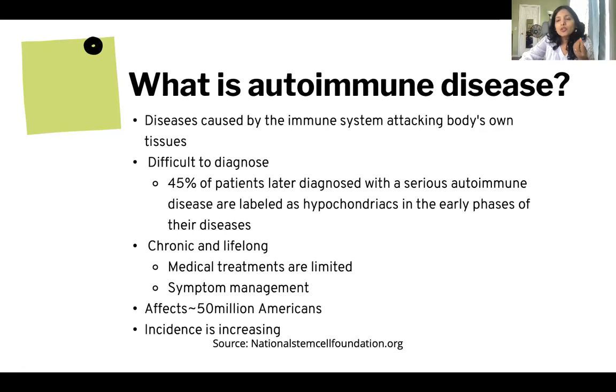And in general, autoimmune diseases are very hard to diagnose because 45% of patients are initially labeled as hypochondriacs because they go from doctor to doctor with their set of symptoms, and it's very hard to be diagnosed. They have chronic symptoms of inflammation, pain, and they just keep seeing different specialists. And medical treatments are also limited. Just in the US, greater than 50 million Americans are affected. And because our environment and diet continue to be poor, the incidence of this is increasing.